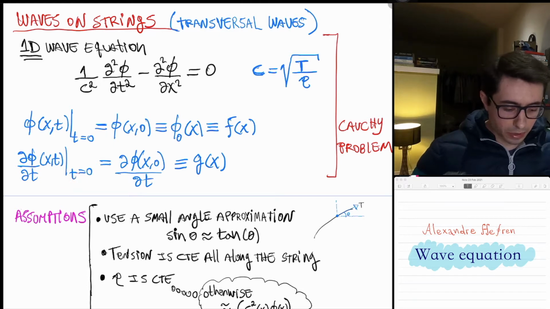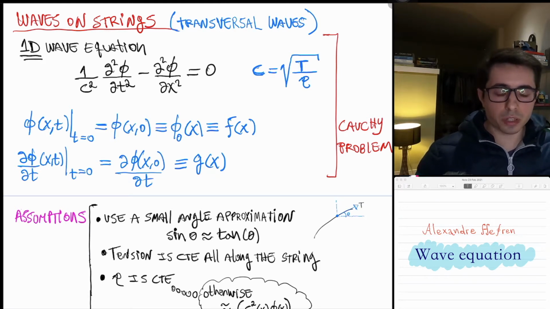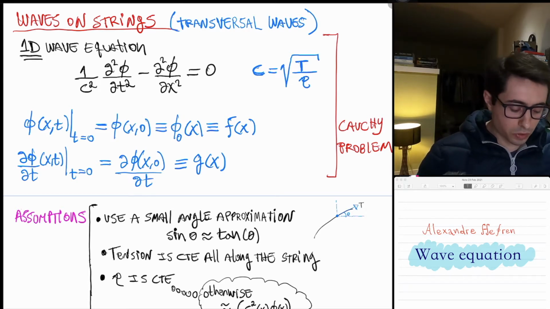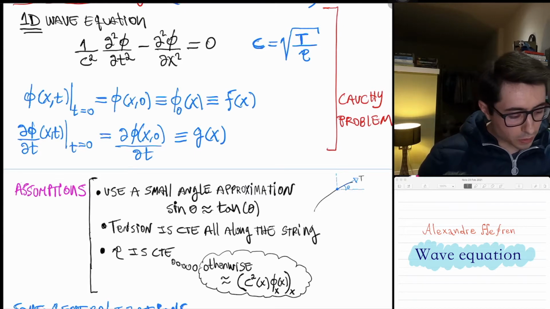This can be written like this, or can also be called a function, namely g of x, because for each point of the string we have a different initial velocity. So we have different initial velocities and different initial positions. And that's what we call a Cauchy problem.